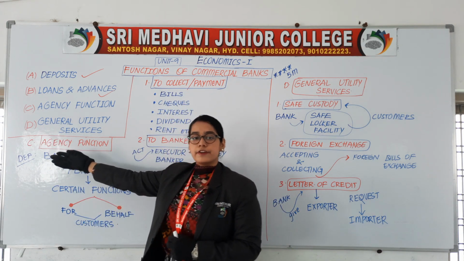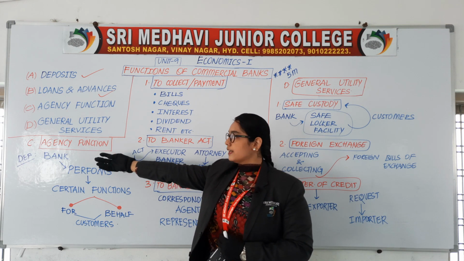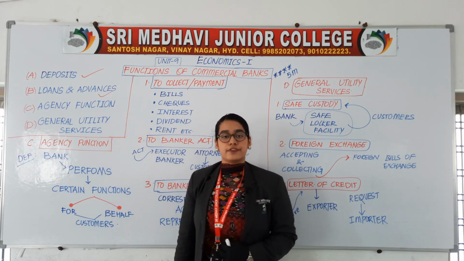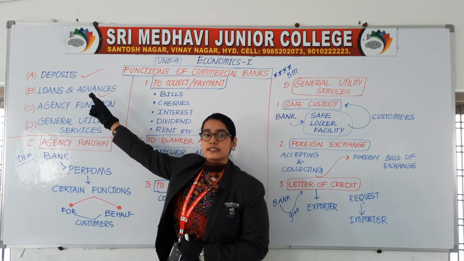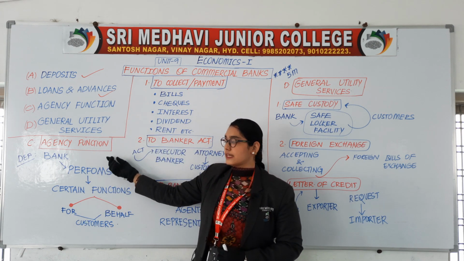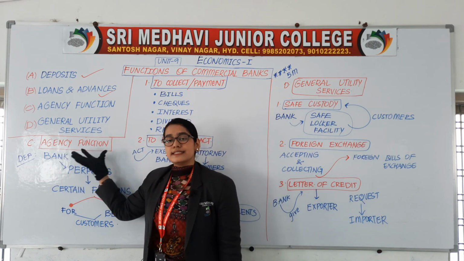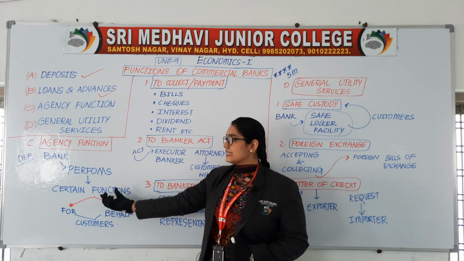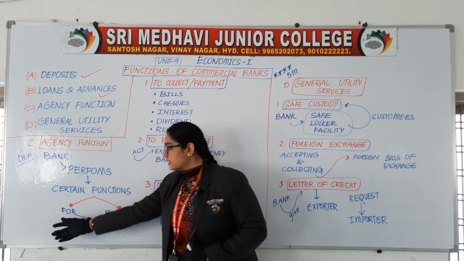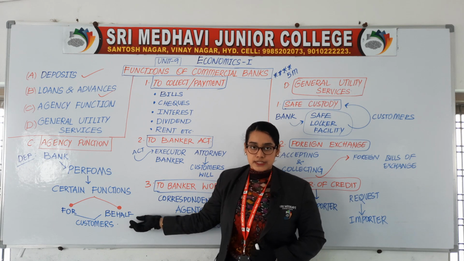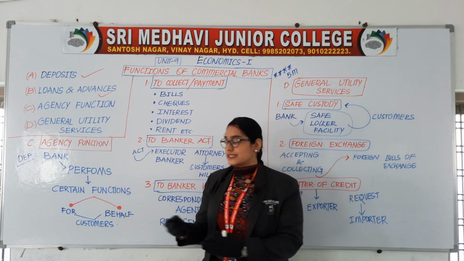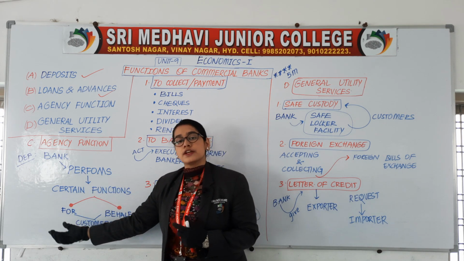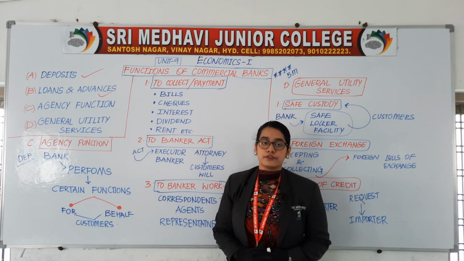So our third function is general agency functions. What is our third function? Agency function. Already two we have discussed, that is deposits and loans and advances. Third is agency function. So what is the definition of agency function? The bank performs certain functions for the customers and on behalf of the customers.